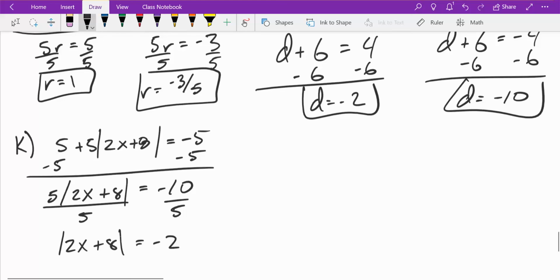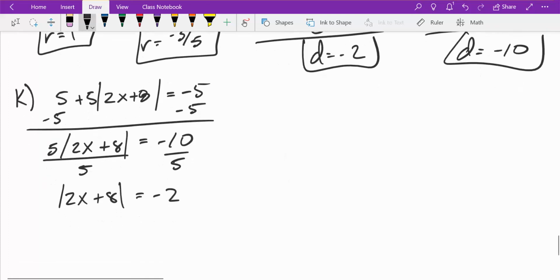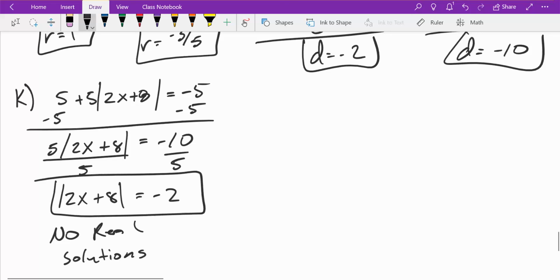Well, how could the absolute value of something equal a negative? So once we get to here, we're going to say no real solutions. Because we can't have the absolute value. We don't know what this variable is. So whatever this variable was, though, if we're taking its absolute value, it's not going to equal a negative. It can't equal a negative. So that's why we have no solutions.